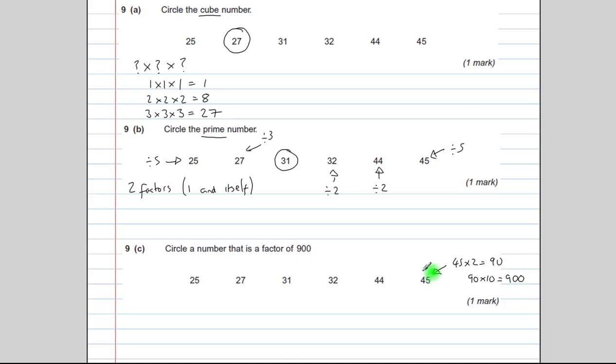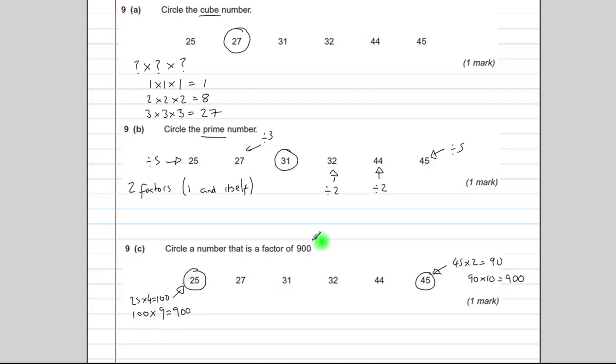So 45 definitely goes into 900 because I could divide it by 10 and then by 2 and get 45. So that's like dividing by 20. So we could have that one. There's also another answer you could have. You could have had 25 as well. If we think about 25, if we did 25 times 4, that would give us 100. And then 100 times 9 is 900. So really we're timesing by 36 to get that one.